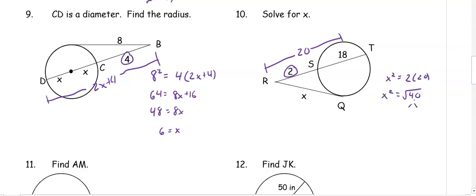We have to break 40 down into 4 and 10, 2 and 2, 5 and 2, so we have a pair of 2's. And then we have a 5 times 2 left over, which gets us 10.